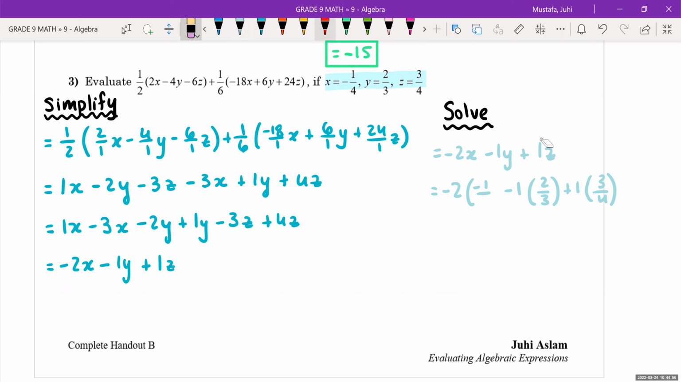I actually think distributing and simplifying was the easier part because now we're dealing with even more fractions. So let's try to simplify this. -2 times -1 is just 2. 2 divided by 4 will simplify to give us a half. This second term will be -2/3. And the third term will be 3/4.